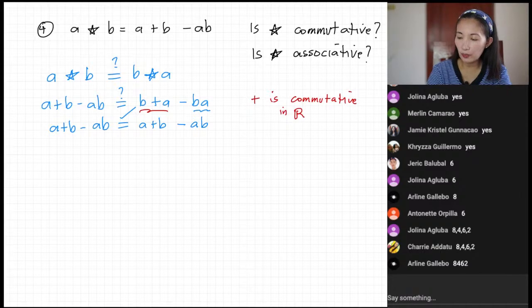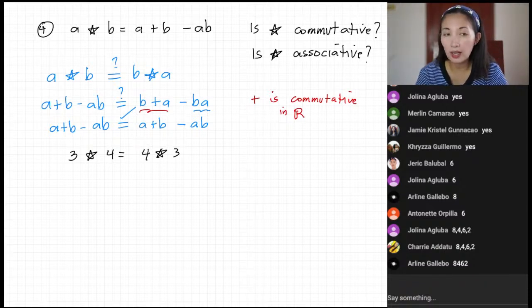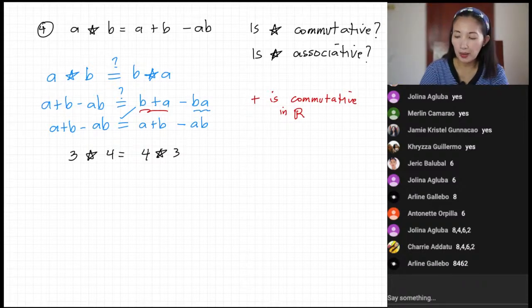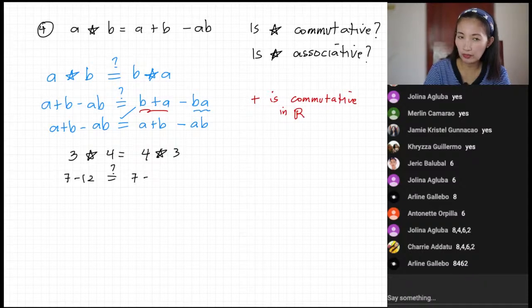So you can verify with one example. Let's verify, is 3 star 4 equal to 4 star 3? Again, by definition, get the sum minus the product. So 3 plus 4, that will be 7 minus 12. Is it equal to 4 plus 3, 7 minus 12? Obviously, they are equal. Negative 5 equals negative 5. Next, how about associativity?